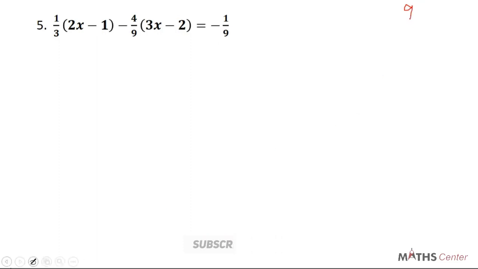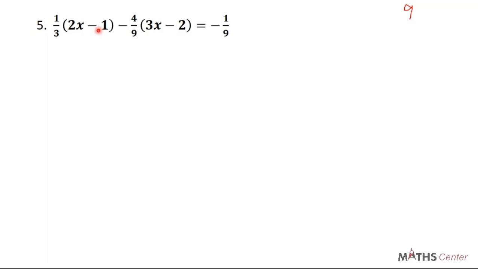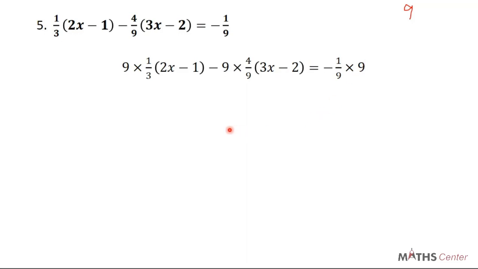So you multiply each term by the LCM. So you multiply each term by 9. You know that this is one term, this is one term, then this is also one term. So you multiply the first term by 9, the second term by 9, and the last term also by 9. We cancel out. 3 will cancel itself 1 and cancel 9 3 times. So you are going to have 3 times 1, which is 3. Then we bring the brackets. So bracket 2x minus 1.